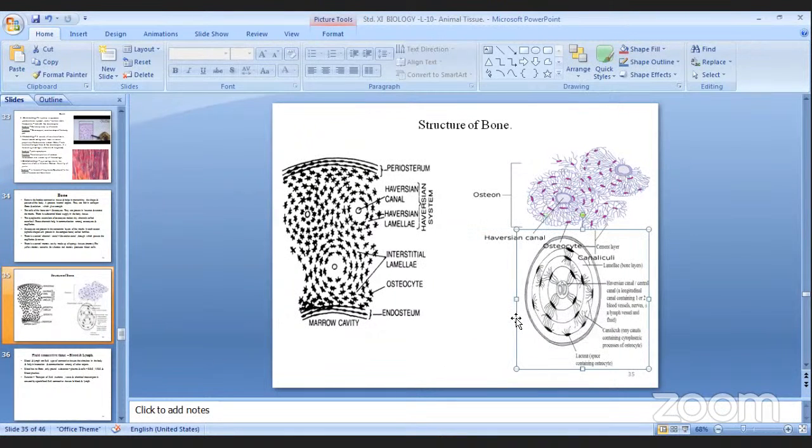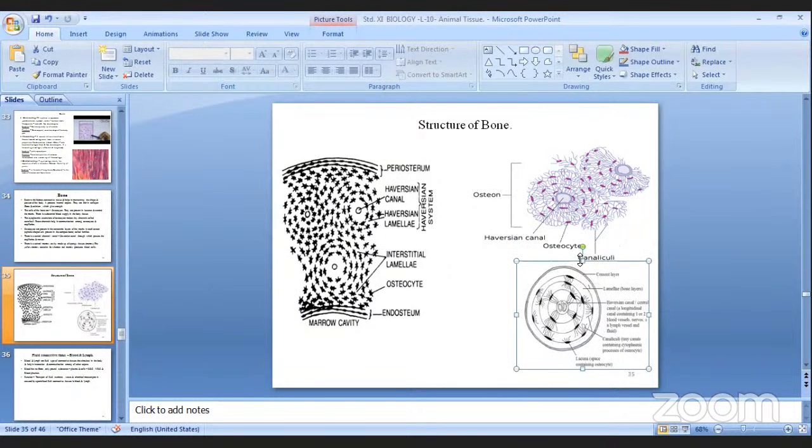This is the structure of the bone. I have shown you all three diagrams, one in general here, then one showing you the different osteons, and here one single osteon, its description.